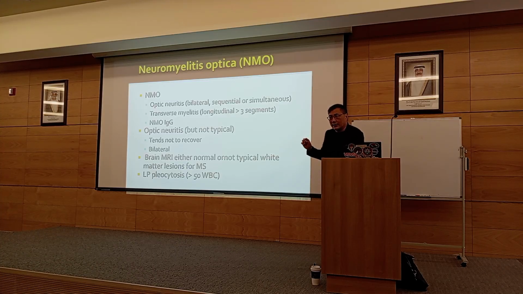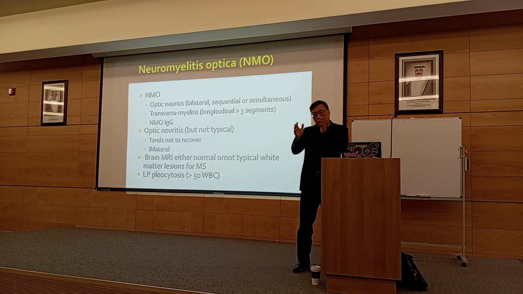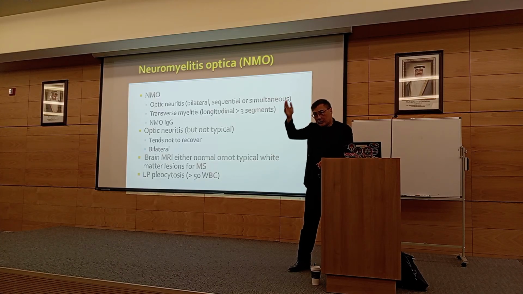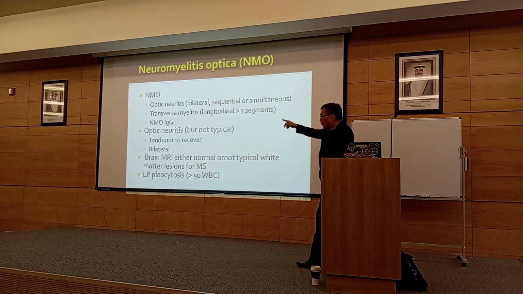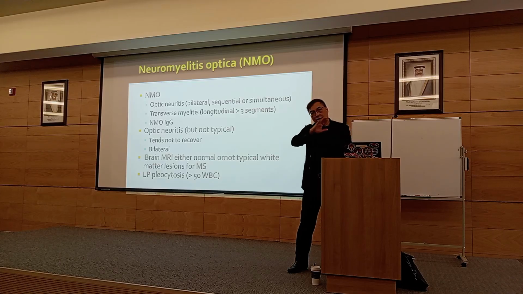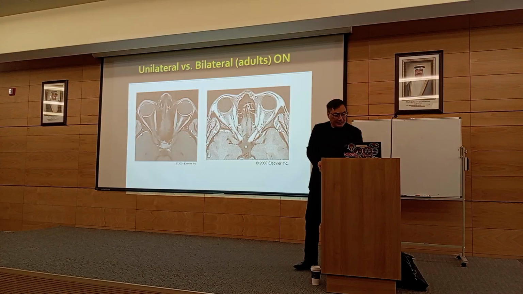The ugly one is called NMOSD, neuromyelitis optica spectrum disorder. It's optic neuritis. It's often bilateral, simultaneous or sequential, and the thing we're worried about is myelitis, transverse myelitis. So if we have three contiguous vertebral segments, that's longitudinally extensive. And you have to order the test, NMO-IgG for aquaporin 4. It doesn't recover. It's bilateral. The brain MRI is normal. The LP might show CSF pleocytosis more than 50. All those are atypical, not quacking.